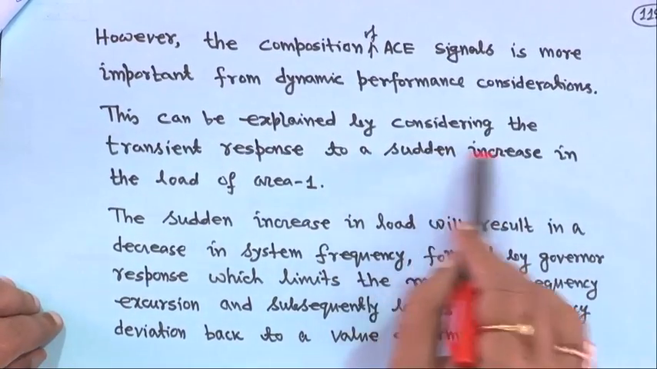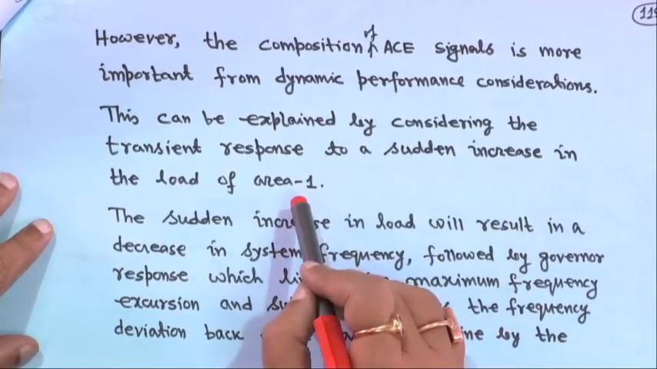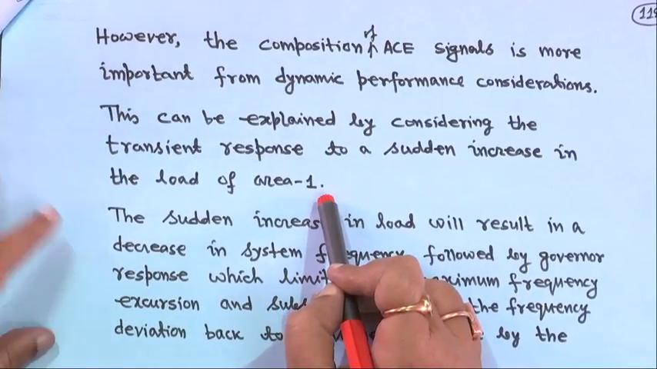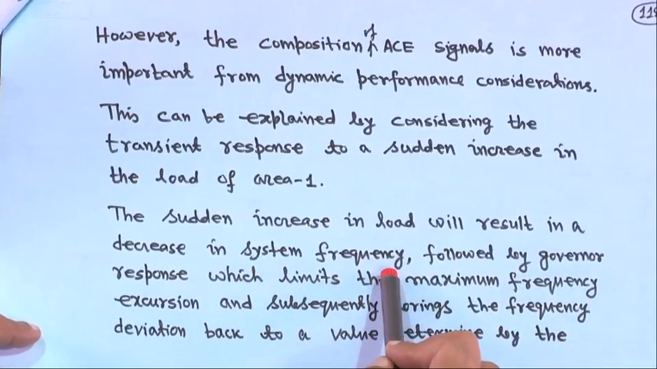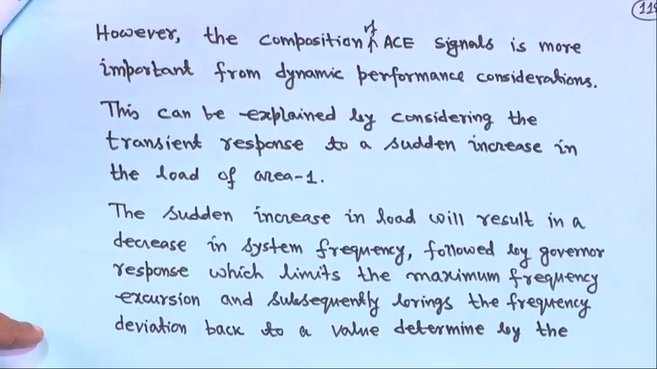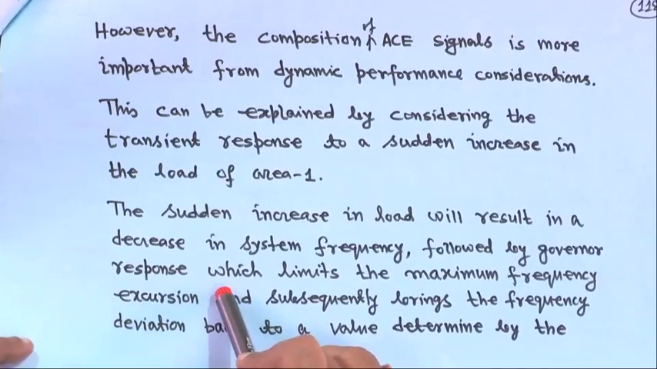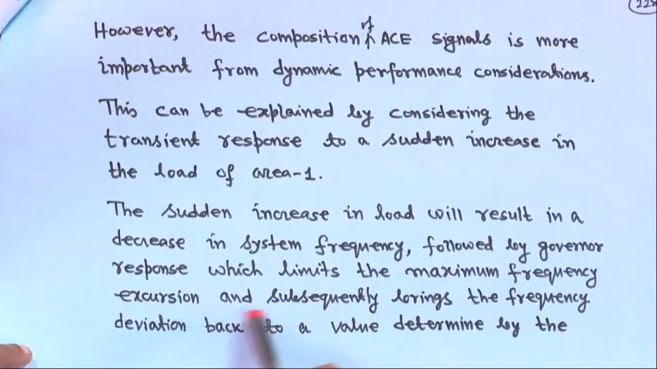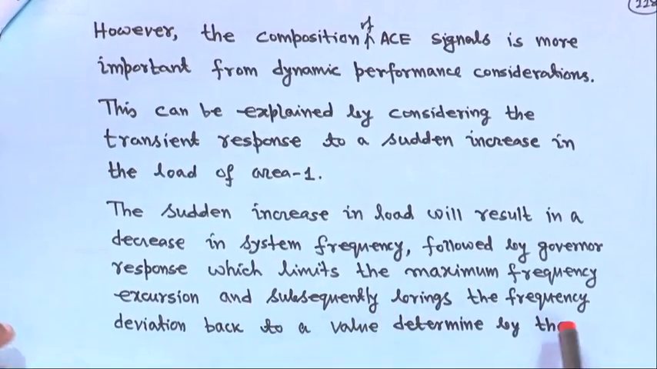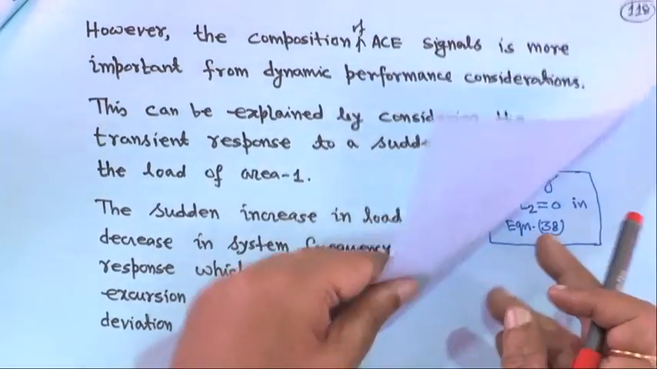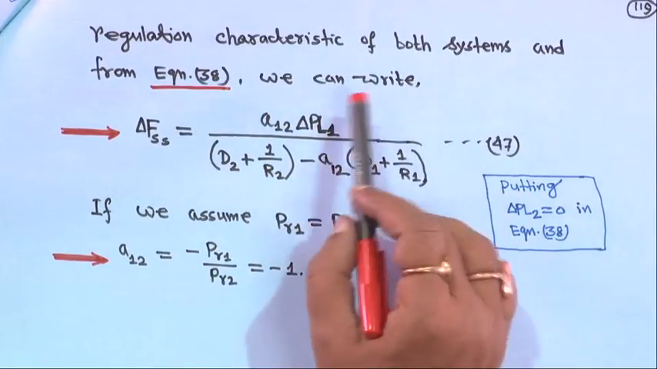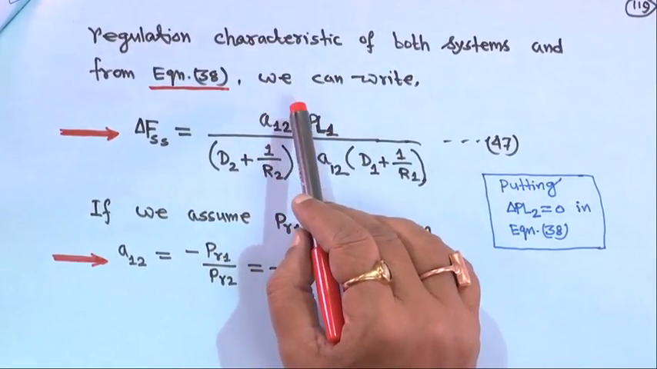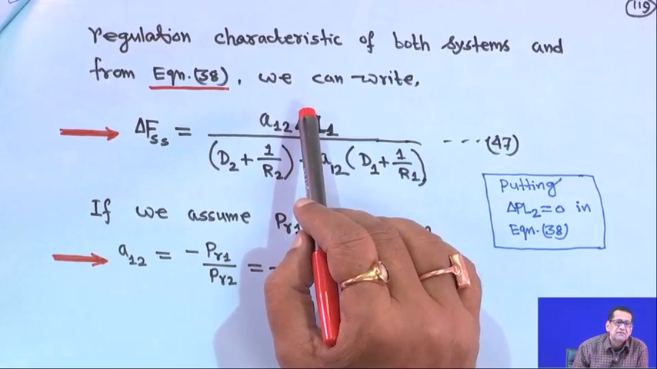This can be explained by considering the transient response to a sudden increase in the load, say in area 1. The sudden increase in load will result in a decrease in system frequency. If load increases, frequency decreases, followed by the governor response, which limits the maximum frequency excursion and subsequently brings the frequency deviation back to a value determined by the regulation characteristic of both systems, that is R1 and R2, the regulation parameters in area 1 and area 2.